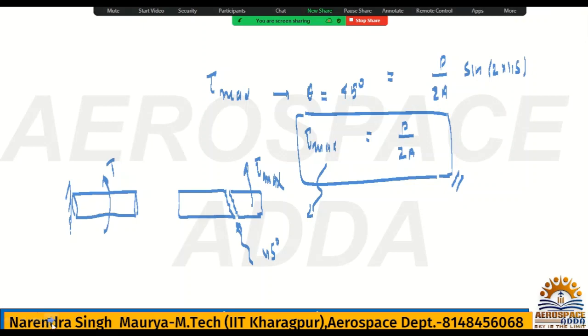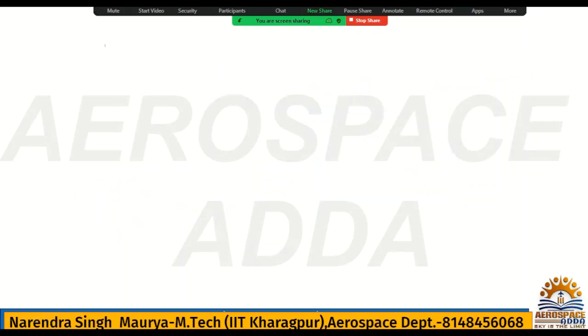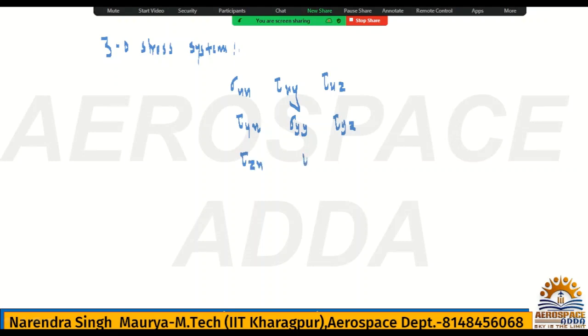Fine. So now that 3D stress system we had seen in the last class, and for that I had shown the matrix: sigma xx, tau xy, tau xz, then tau yx, sigma yy, tau yz, then tau zx, tau zy, and sigma zz. This is the 3D stress tensor.